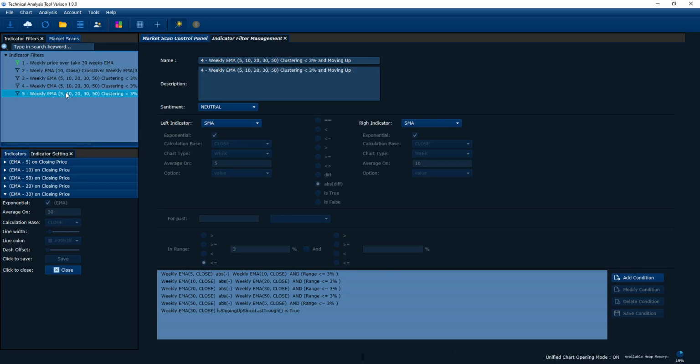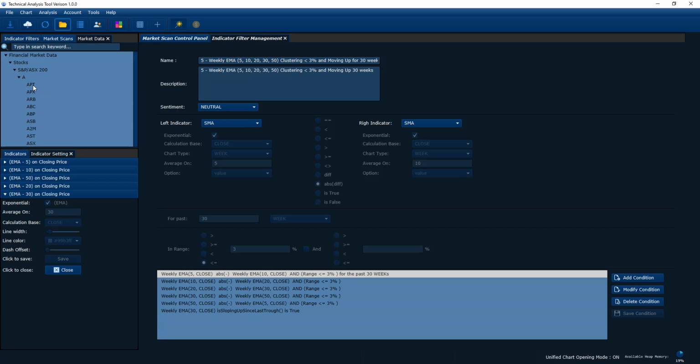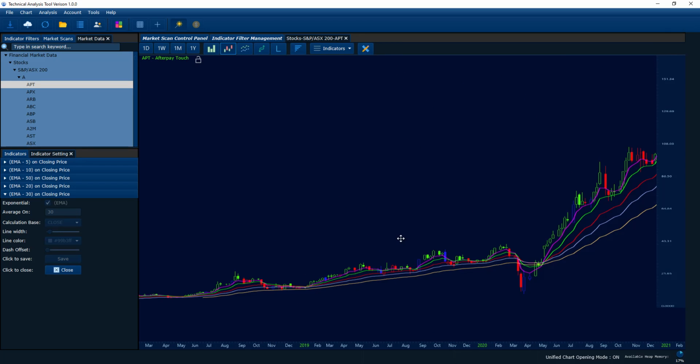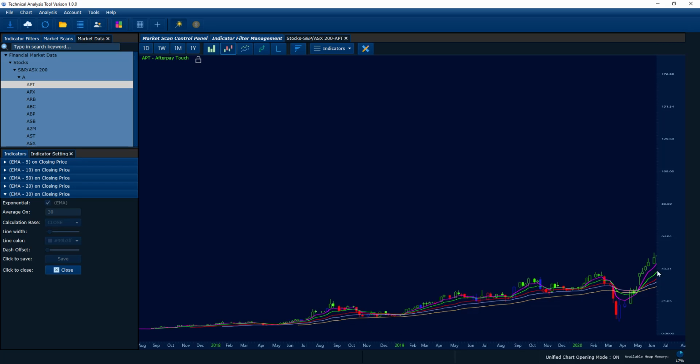Okay, let's take a look at the last one. I haven't finished the configuration for the last one, but I wanted to show you one very special function we can use for the moving average comparison. We can set up a duration. What I really mean is, let's take a look. Let's open a chart, same as this, it's APT. You can use this filter.